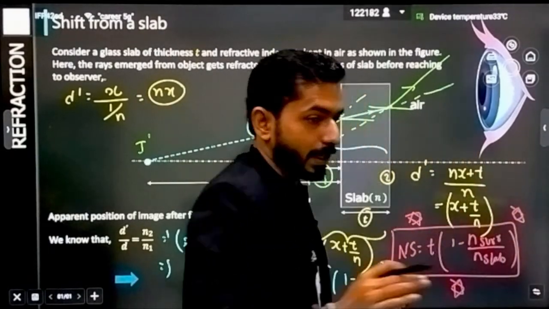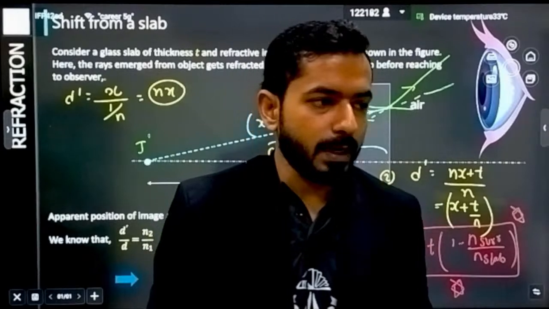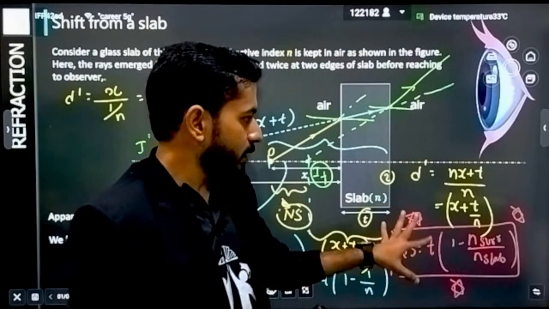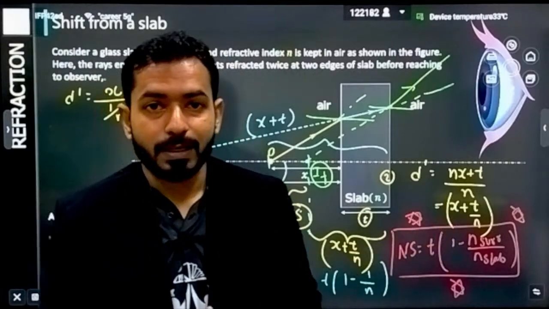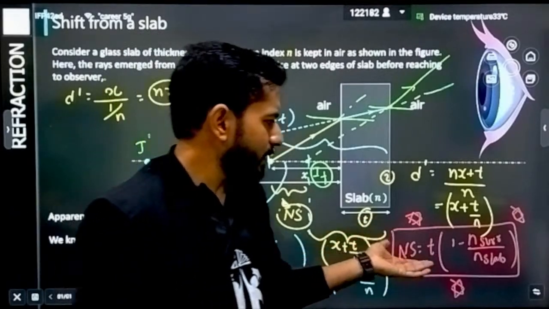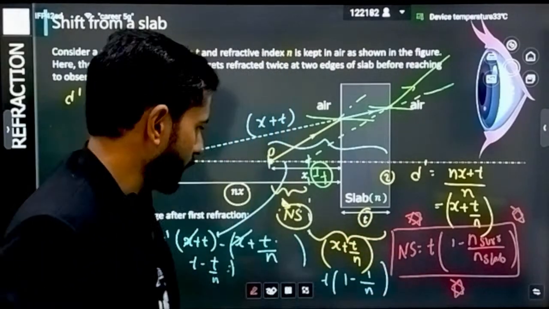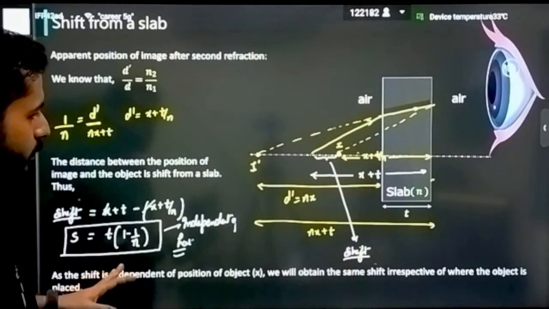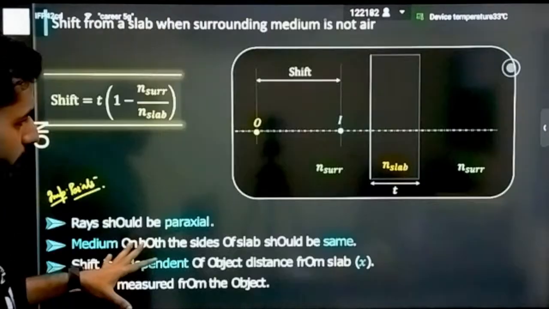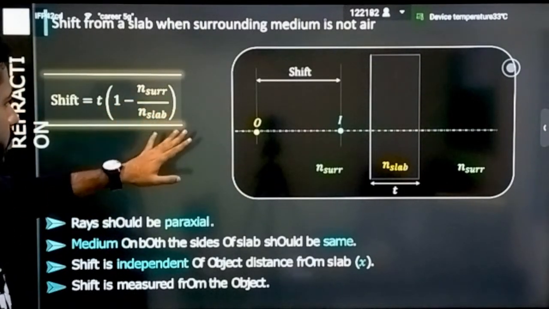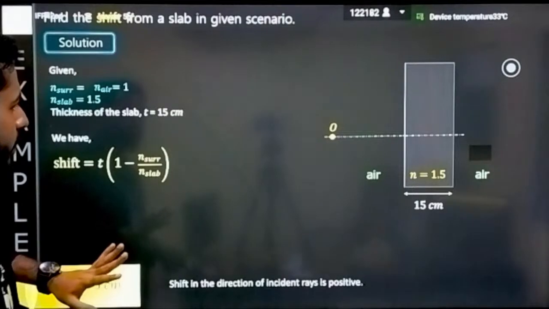Unless you write every single distance by yourself with pen and paper, it will never be clear. So derive everything by yourself, then understand the result that you are having, and only then will you gain some confidence. After that, it is very simple: you just have to apply the formula. Now let's quickly check the application of this formula. Here the complete derivation is also given for you, so you can take the formula. This is the general formula, t times 1 minus n of surrounding divided by n of slab. That is the shift that you will have.